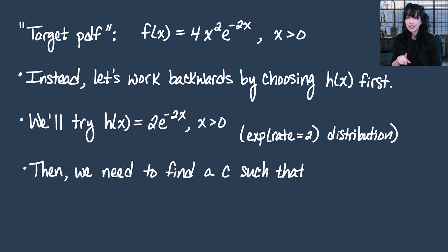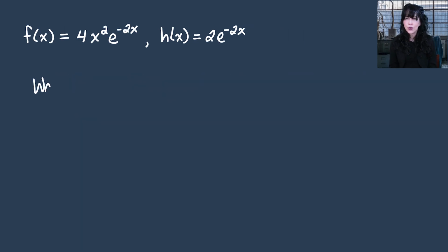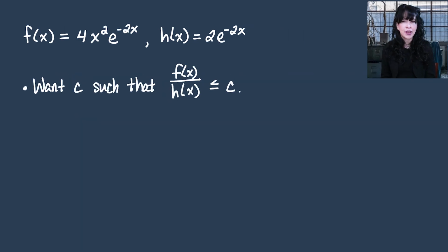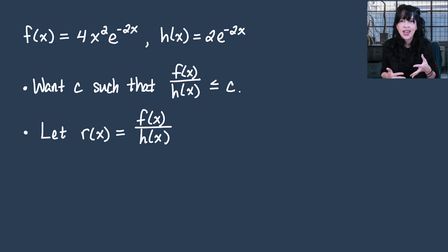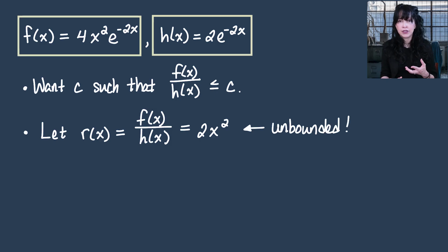G is c times h, and this needs to be greater than or equal to f of x for all x, in this case, greater than 0. So I want to find a c that is an upper bound on f over h. I'm going to call this ratio r of x. I'm using r for ratio. And if I look at this f over this h, I'm left with 2x squared. And this is bad news because this is unbounded and increasing, and I cannot bound it with some c. This means I did not choose h wisely.